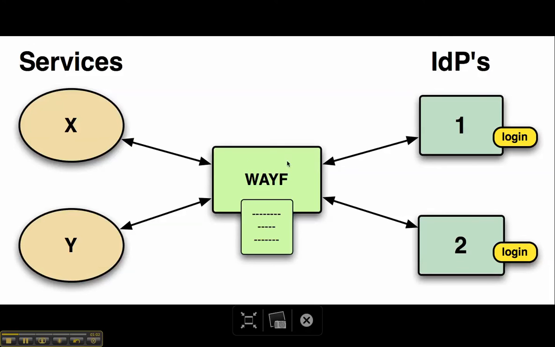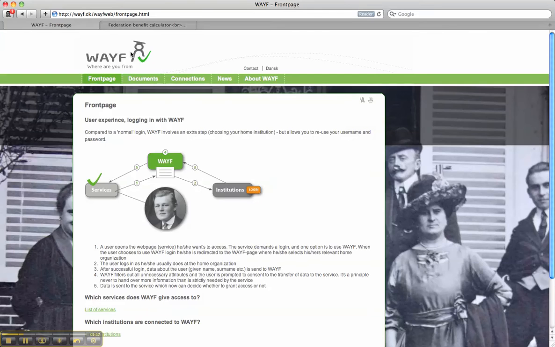An important point is here that an IDP with a single connection doesn't have to do anything or change anything when new services are connected. Their users will be able to get through this single connection access to many services. Now let's have a look at the system.